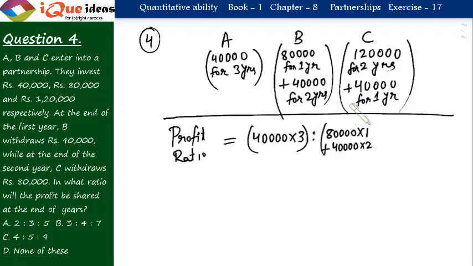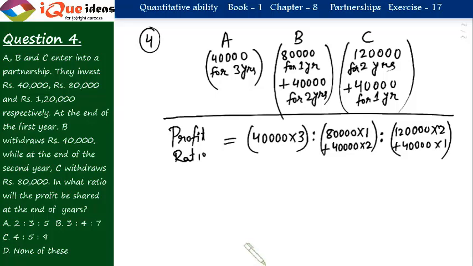Then C. Initially invested 1,20,000. So that 1,20,000 will remain invested for 2 years. So any profit corresponding to that will go to C. And then 40,000 for 1 year. So 40,000 into 1, whatever profit comes from here will go to C. So this will give us the total profit ratio.